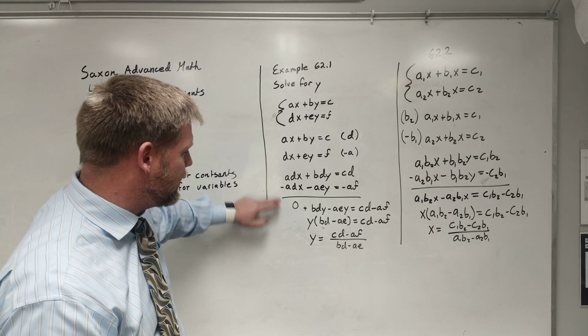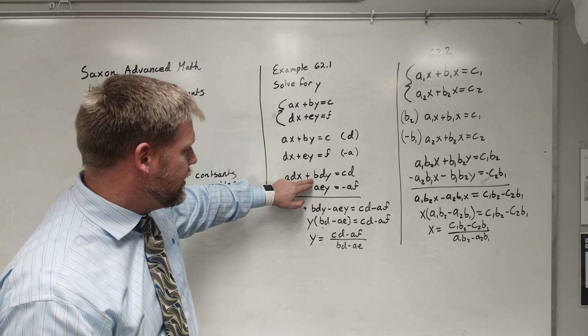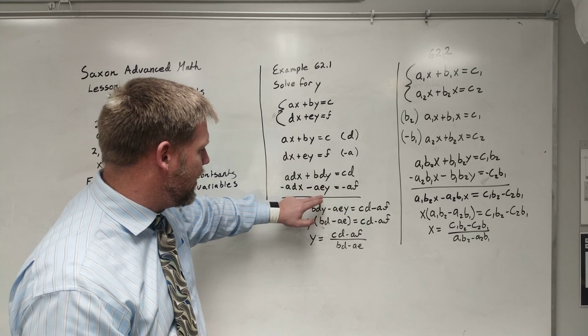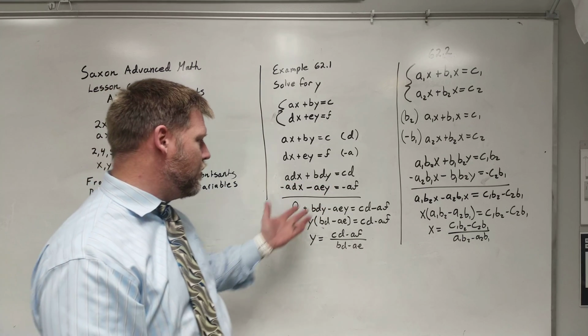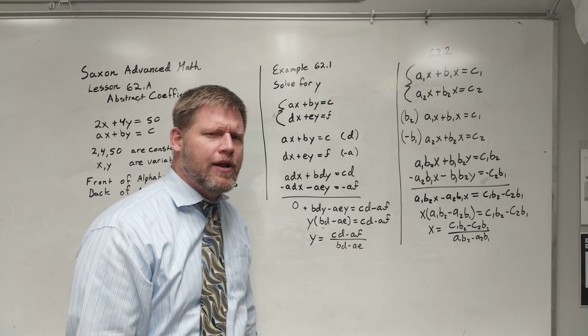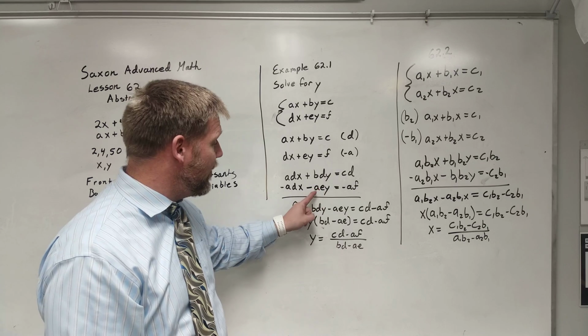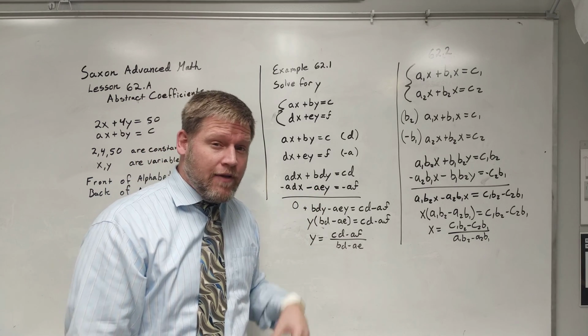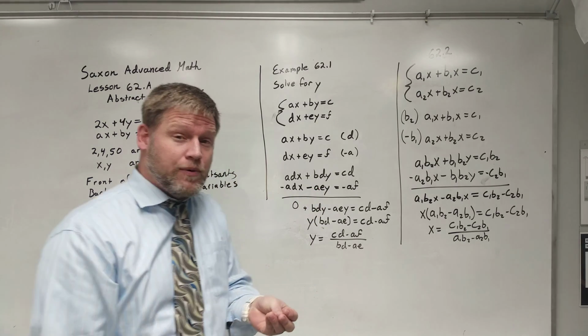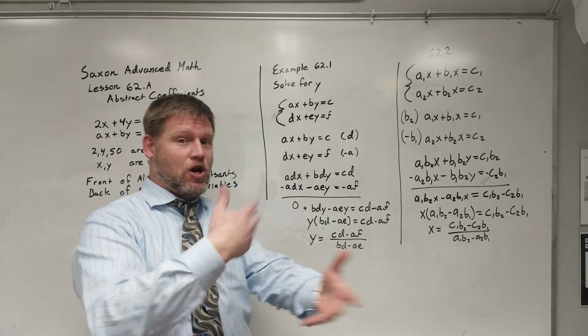Adx and a negative adx is 0. bdy and aey, well, when we're doing this with normal elimination and numbers, these would be numbers, right? B and D, these are from the beginning of the alphabet. A and E from the beginning of the alphabet, they would be constants. And you would say, well, I know what to do with a constant. I'm going to add the constant numbers.